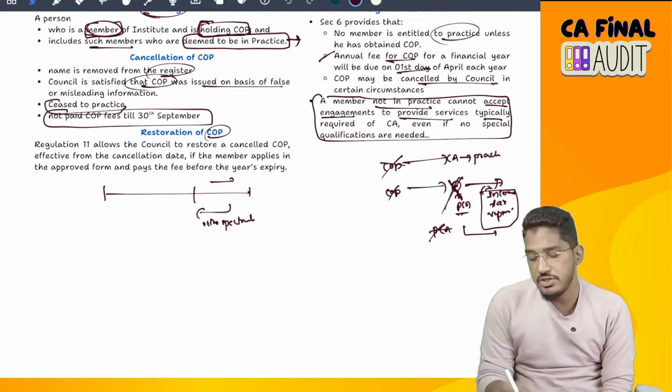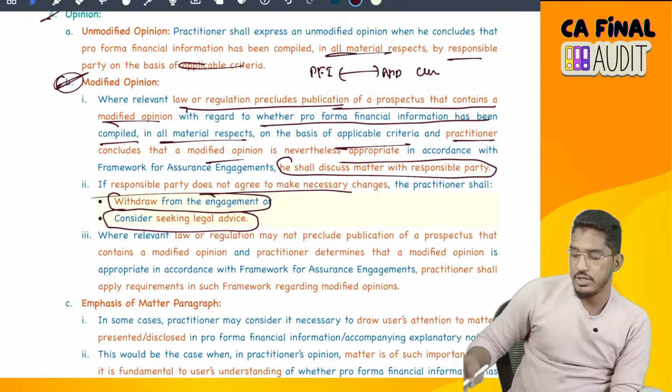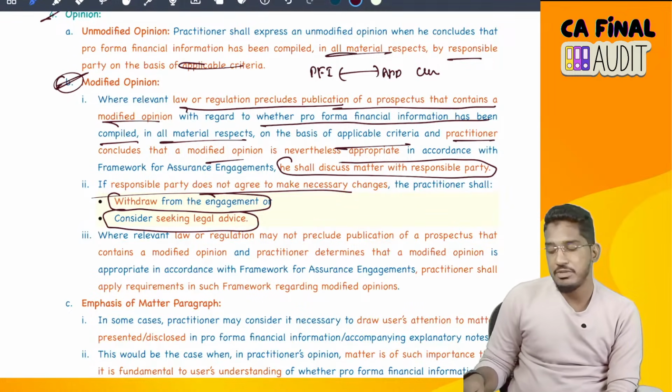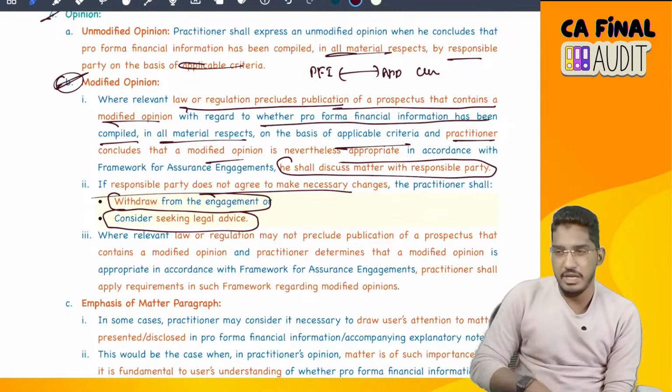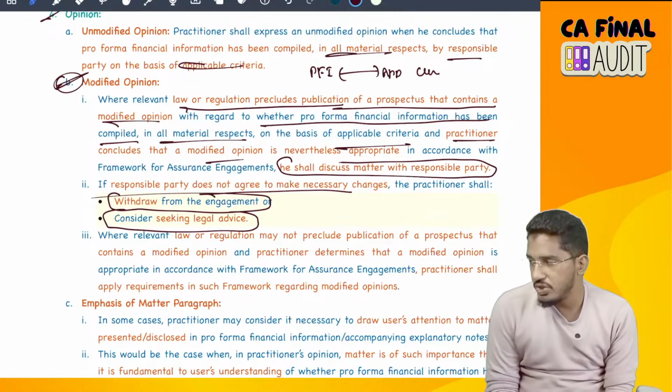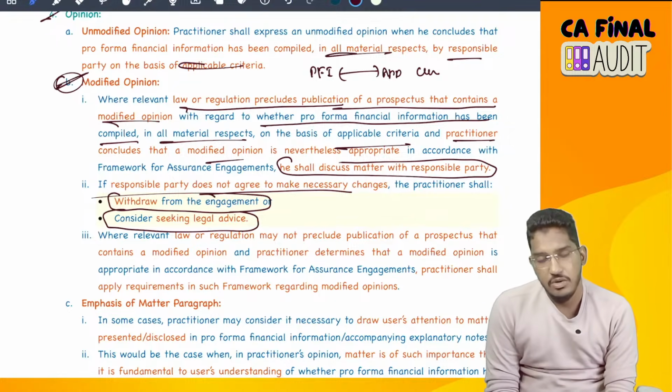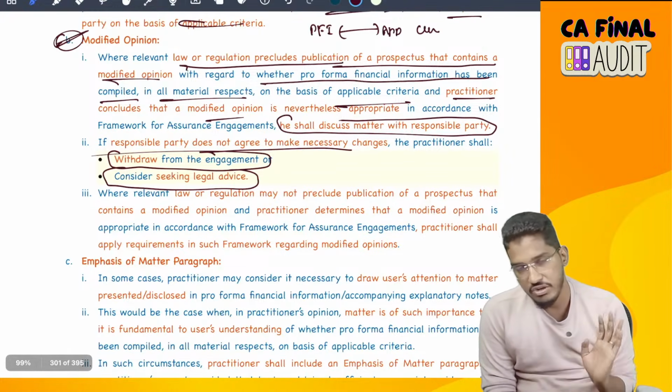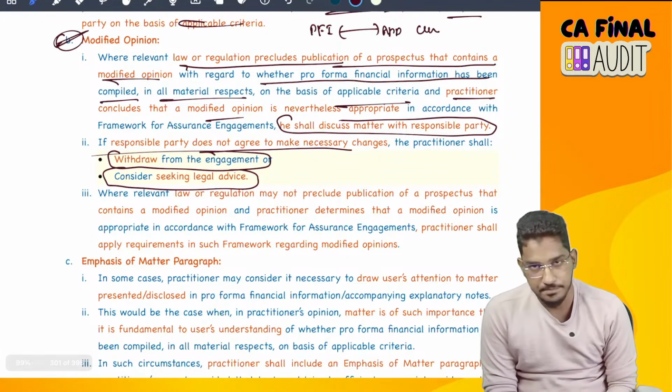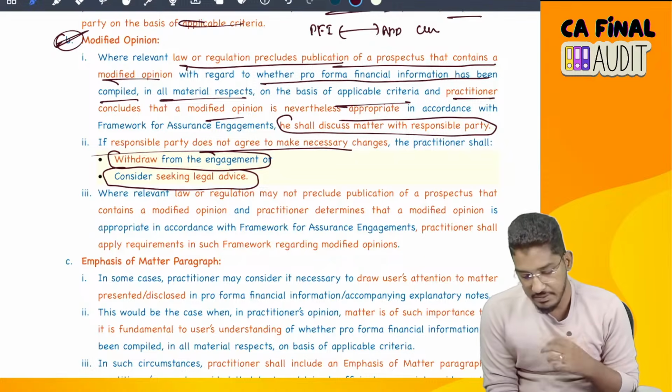However, if there is no such restriction, the law did not put any restriction, even if the pro forma financial information contains a modified opinion, that also can be included in the prospectus. When such a restriction is not there from the law or regulation, you can continue the engagement and give the modified opinion. No need to withdraw. You can continue the engagement and modify the opinion. Understood? Clear and comfortable, everybody?